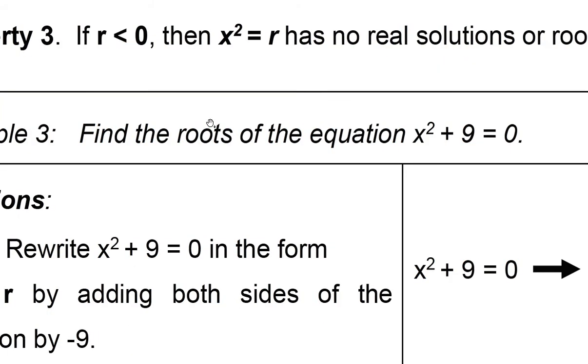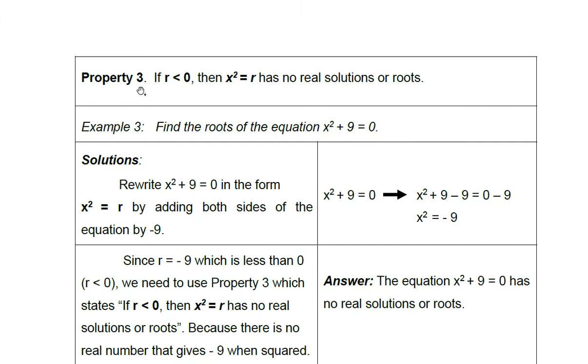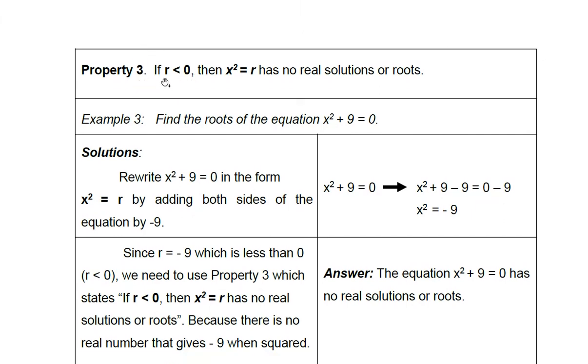Let's zoom out a little. Property number 3: if r is less than 0, what are the numbers less than 0? We have negative numbers. So less than 0, negative numbers. If the value of r is less than 0, it means that the equation has no real solution or no real roots. So there is no solution if the value of r is less than 0, or negative numbers.